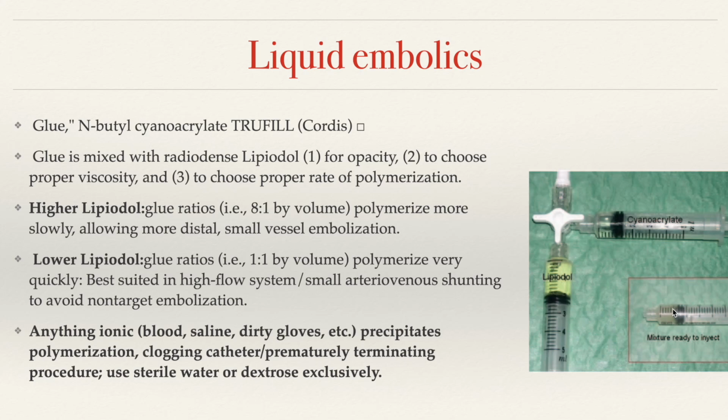The most important thing is that anything ionic, whether it's blood, saline or dirty gloves, will precipitate this glue and it will block the catheter. So you should always flush the microcatheter with dextrose or sterile water, and never with saline, before injecting the glue.